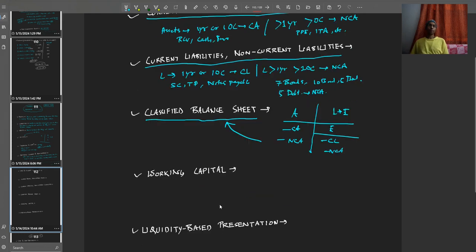Working capital. Working capital can be simply defined as the difference between current assets and current liabilities. Previously we understood what is equity, friends. Equity is total assets minus total liabilities, right? Similarly, working capital is current assets minus current liabilities. This is working capital.